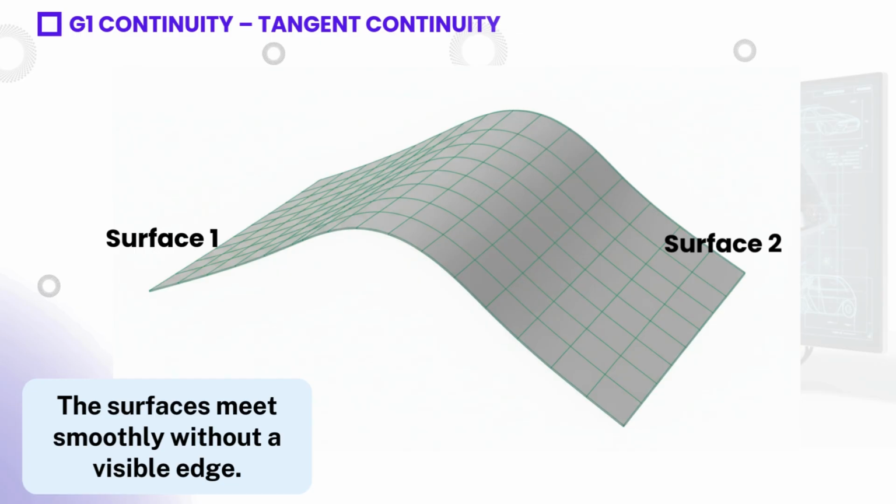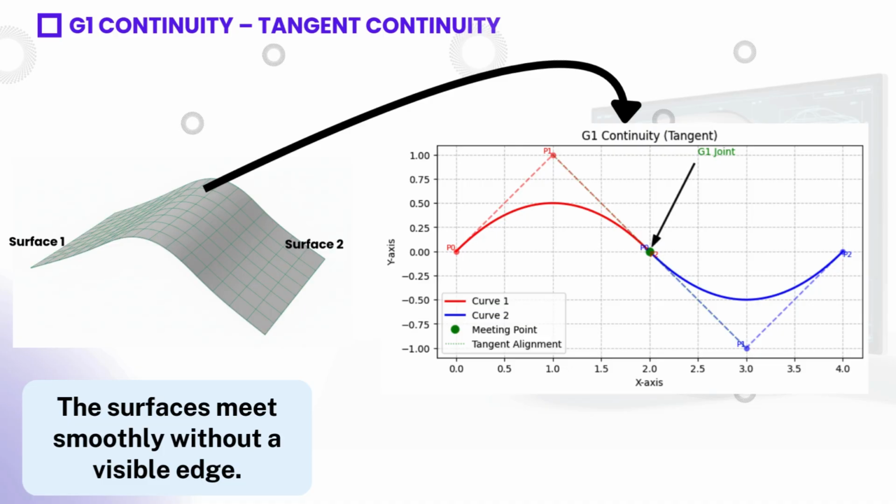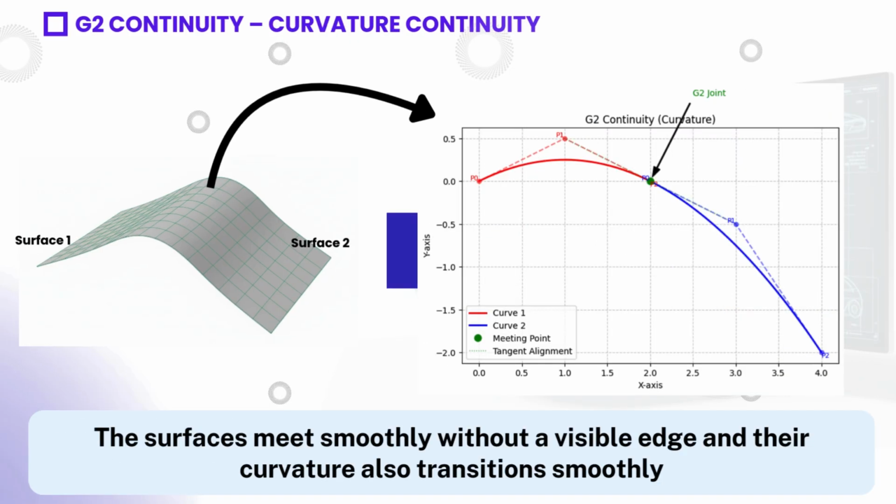G1 continuity means tangent continuity. The surfaces meet smoothly without a visible edge. However, the rate of curvature change is not controlled. As shown on screen, the surfaces meet with their tangents aligned and collinear at the intersection. This can still produce subtle visual imperfections.